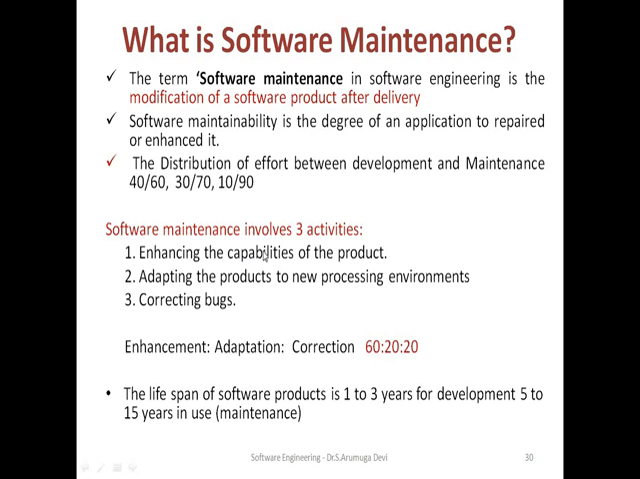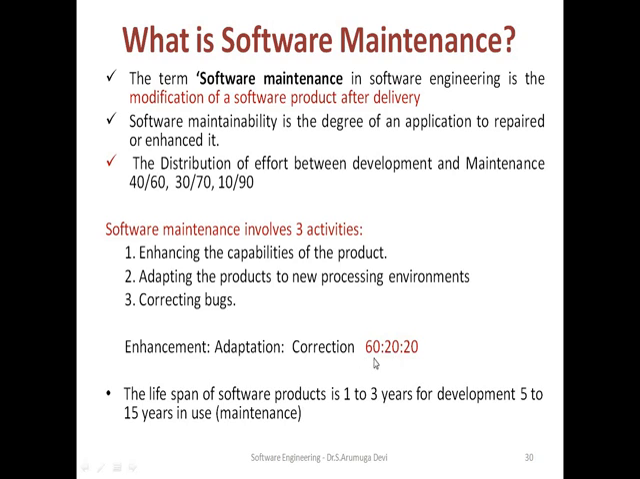Software maintenance involves three activities: enhancing the capabilities of the product, adapting the product to a new processing environment, and correcting bugs. Three types: enhancing, adapting, correcting. Enhancing means providing new facilities and new functionality to the software. Adapting is needed when the software moves to a new environment or changes hardware. Correcting bugs: if any errors occur, the maintenance activity should correct the bugs. These are the three activities: enhancement, adaptation, correction.